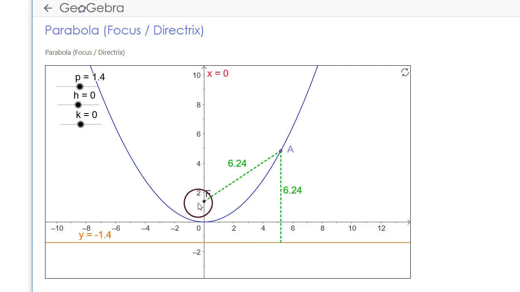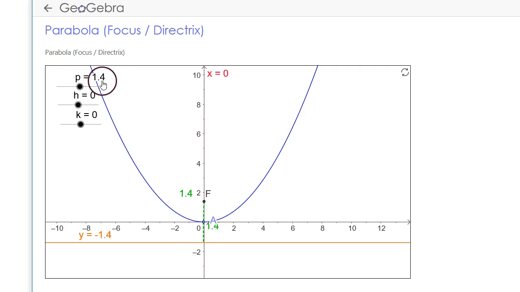Based upon what we were just discussing, the distance between point F to any point on the parabola, in this case point A, is equal to the distance from point A straight down to touching the directrix line. As I move point A, notice the green dashed lines move, but the distances remain equal. When point A is right at the vertex, the distance from A to F is 1.4. The distance from A to the directrix line is also 1.4.